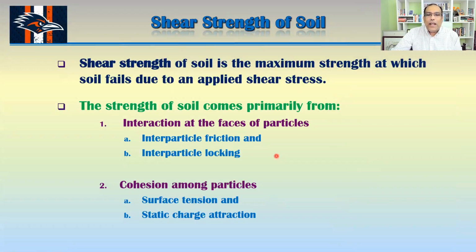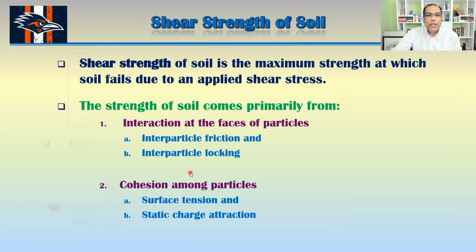So shear strength of soil depends on some of this stuff that we need to talk about. The strength of soil comes primarily from interaction of the faces of the particles. So this one is interparticle friction between two particles and interparticle locking. I'm going to show that one on the next page, okay? And then cohesion among particles. That comes from the surface tension and static charge on the soil surface, okay?